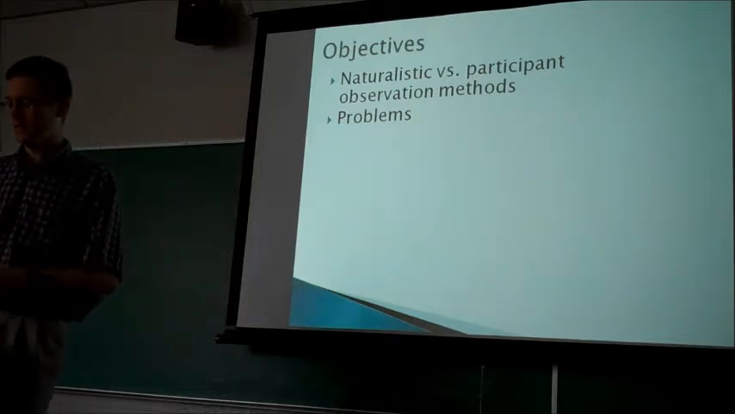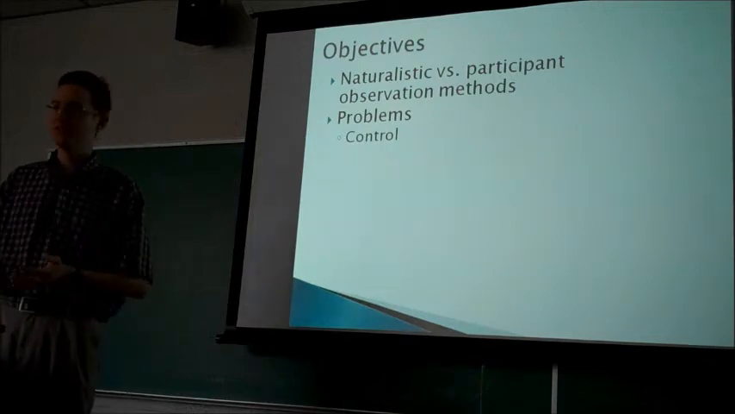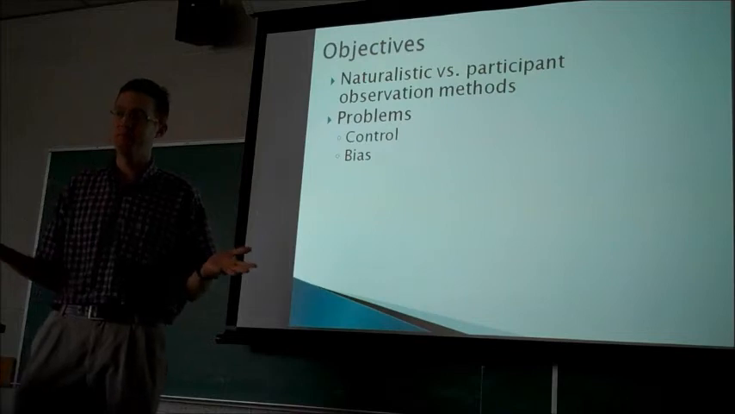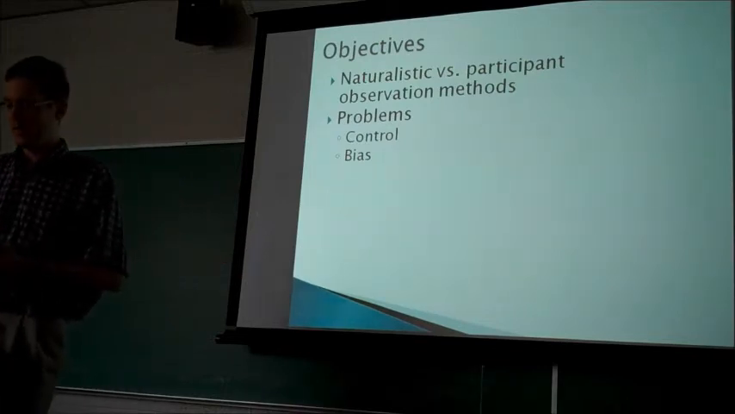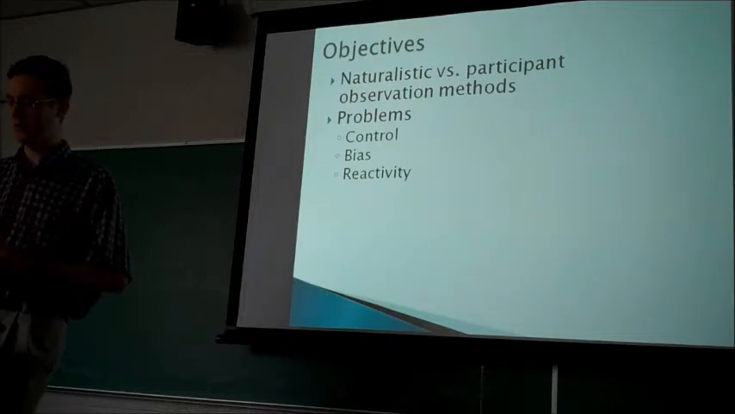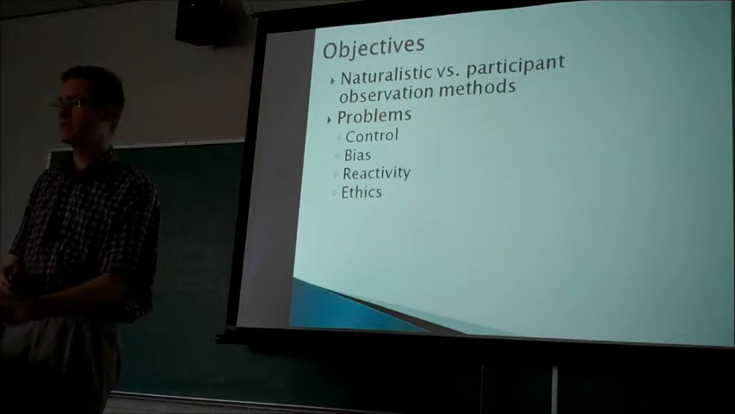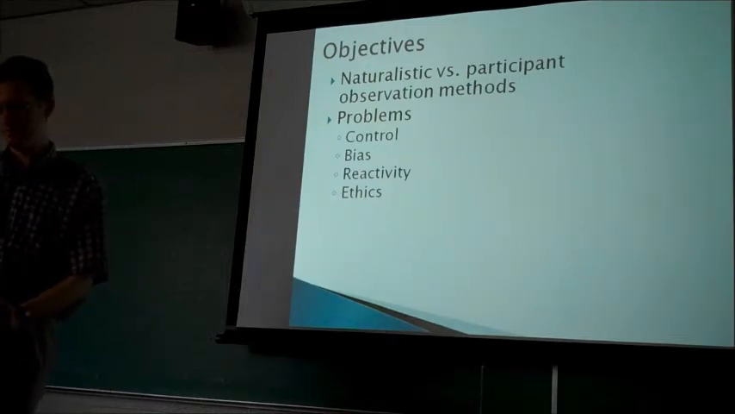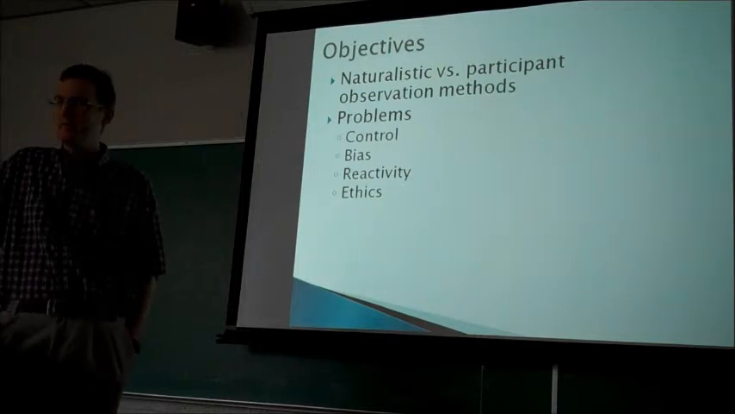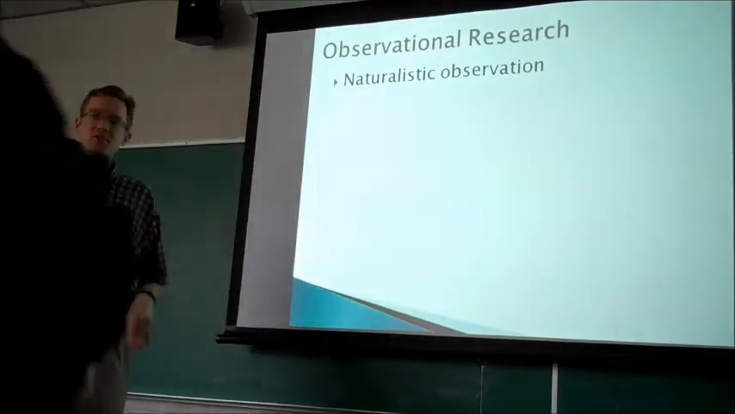Right? So we'll be talking briefly about some control issues, some issues relating to different types of bias, particularly bias on the part of the observer. There's the problem of reactivity, which we've discussed a little bit before. And then we'll briefly talk about some ethical issues in observational research. So, as I said, we're going to start off by talking about naturalistic observation.